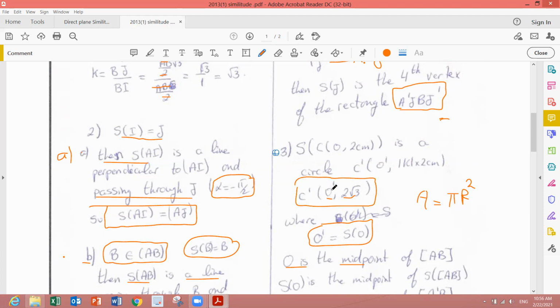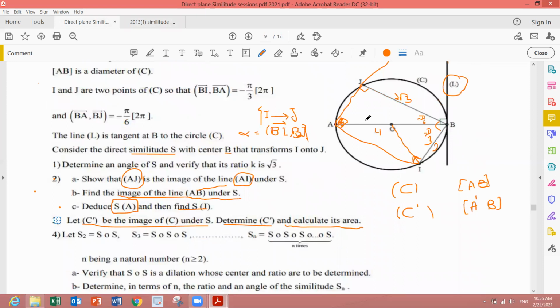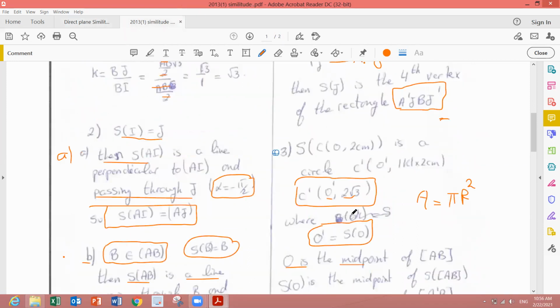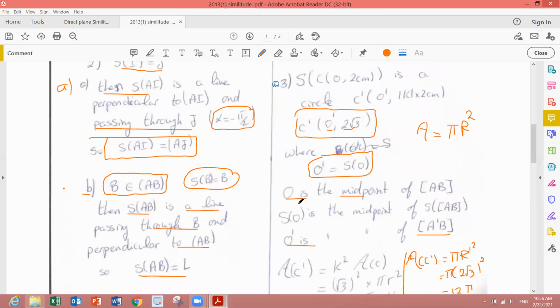Now how do I find O prime? We had O is the midpoint of AB, yes? Then O prime is S of O. O is the midpoint of AB, then S of O is the midpoint of S of AB. So O prime is the midpoint. S of A gives A prime. S of B is B since B is invariant. Then O prime is the midpoint of A prime B.